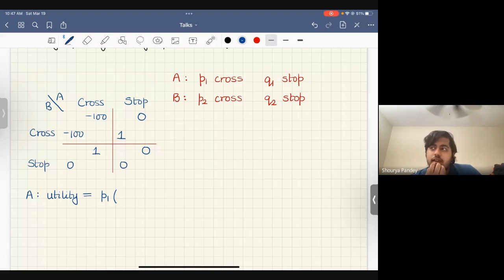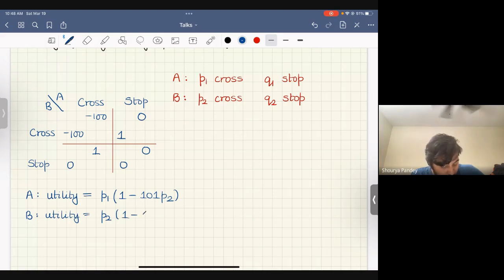Why is it P1 times 1 minus 101 P2? Oh, did you just work it out? Yes, great. So he simplified the whole thing. Great. And what is B's utility? It's just symmetric, right? So it's P2 times 1 minus 101 P1.